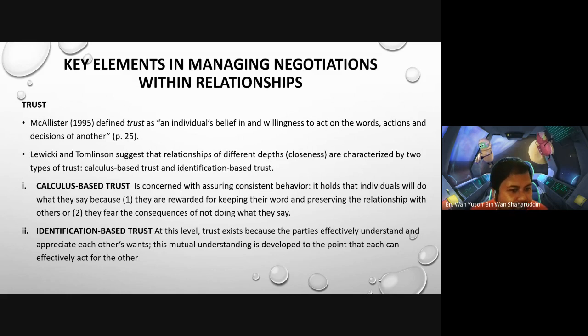And then identification-based trust. At this level, trust exists because the parties effectively understand and appreciate each other's wants. This mutual understanding is developed to the point that each can effectively act for the other. So calculus-based trust usually involves those who have just met or don't have a very stable relationship, right? But identification-based trust is usually established when people have already been involved in the relationship for quite some time. A few negotiation processes have already succeeded, and a few transactions have already succeeded as well.